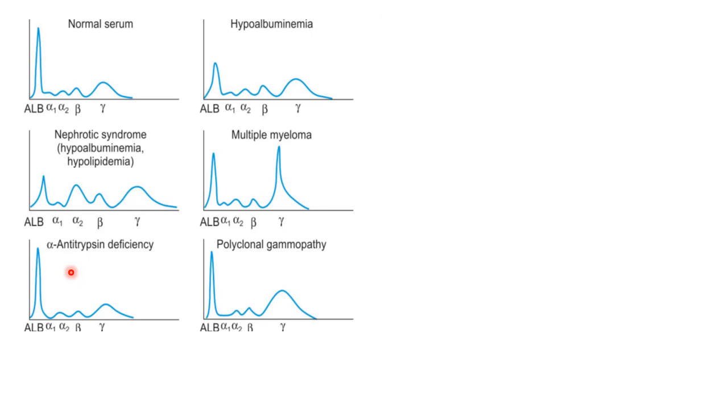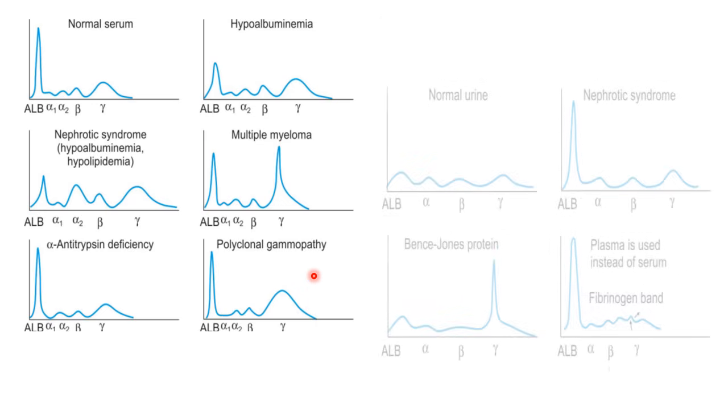This is the electrophoresis pattern seen in case of alpha-1 antitrypsin deficiency. Alpha-1 antitrypsin deficiency is characterized by development of emphysema. And as there is a deficiency of alpha-1 antitrypsin, there will be absence of alpha-1 band. And this is the electrophoresis pattern seen in case of polyclonal gammopathy.